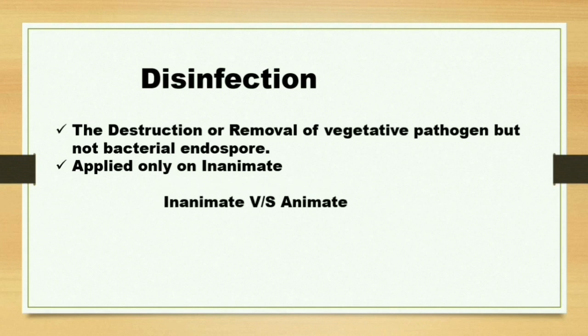What is the difference between inanimate and animate objects? Inanimate objects simply means non-living objects, like a table, chair or any other surface. And animate means living tissue or a living surface.